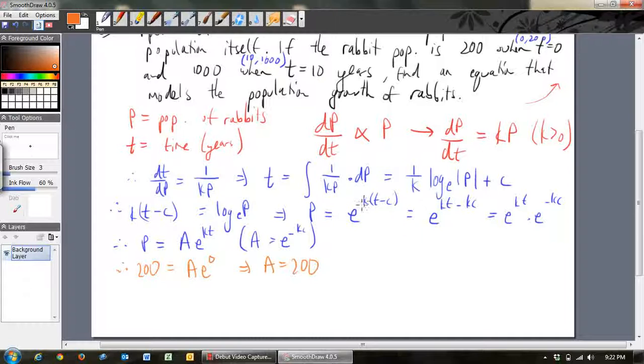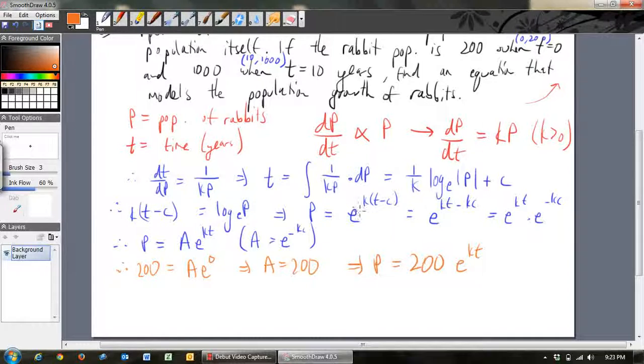And whenever you're solving these types of equations, your initial value will always be A. A is your initial value. So if you get a question that says the population starts at 1500, A will be equal to 1500. It always happens that way. So this tells us then, putting that in, P is equal to 200 e to the kt. Fantastic. We're halfway there. We just need to find k.